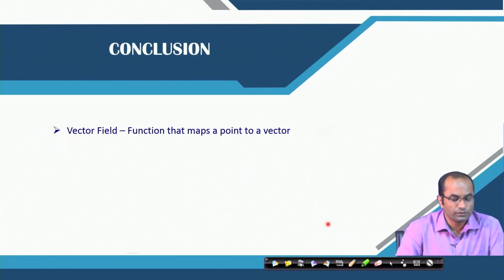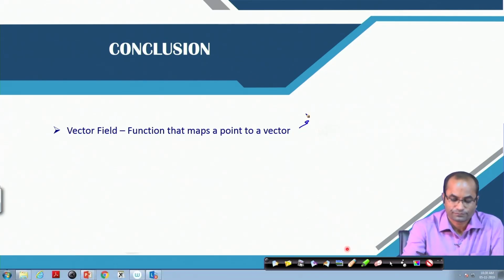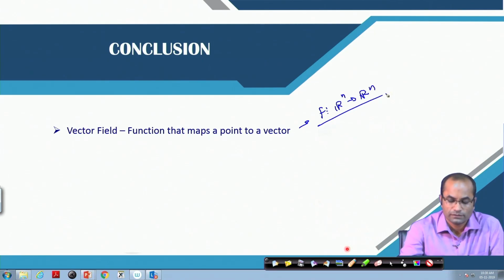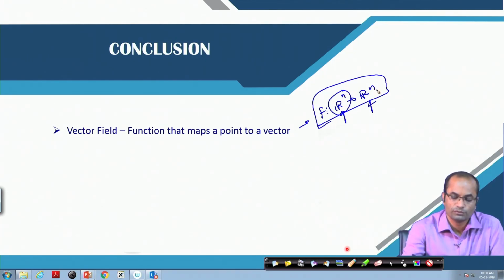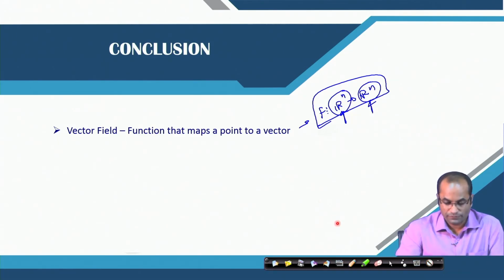Just to conclude, we have defined what vector fields are. These are functions that map a point to a vector. So, in general we have a function from Rn to Rn. The input will be from Rn and the output will also be in Rn, and that is what we call the vector field.